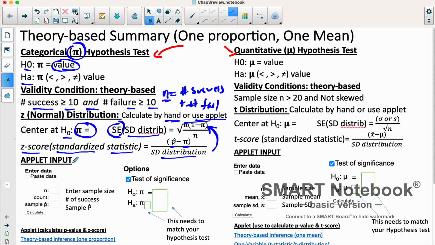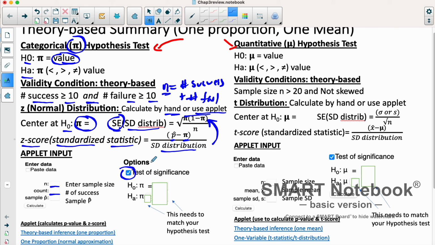If I put it in the applet, here's the input. We would put our sample size right here in this box. This count wants you to put in the number of successes, and of course the p hat just wants you to put the p hat in. We're going to make sure that we select test of significance in the applet. And then these boxes here, we need to make sure that we put in exactly what we have for our null and our alternative hypothesis.